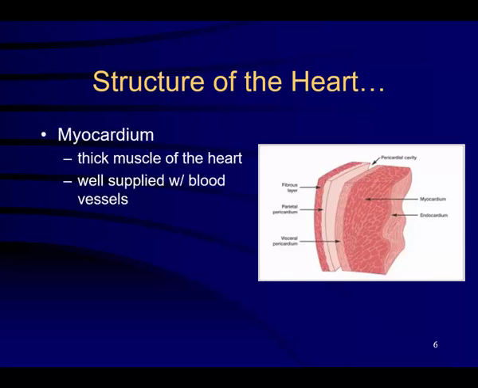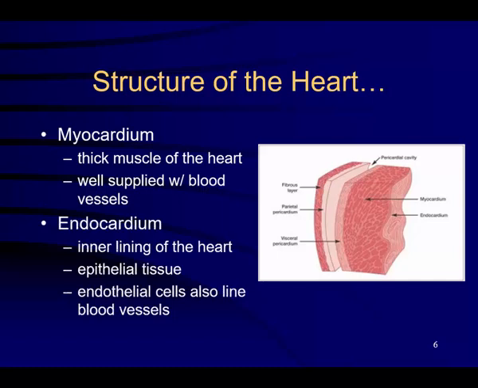The myocardium is the muscle wall of the heart and is well supplied with blood. It constantly needs oxygen because it's constantly contracting. The endocardium is the lining of the heart inside. It is simple squamous epithelial tissue, and like all epithelial tissue, lines a cavity. This cavity usually contains blood, of course. The endocardium is continuous with the endothelium, the lining of the blood vessels.